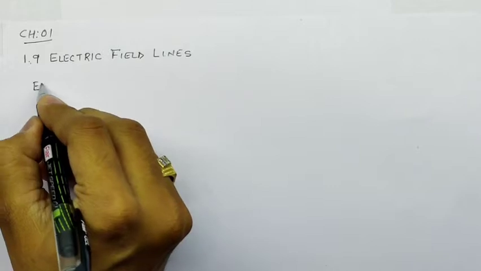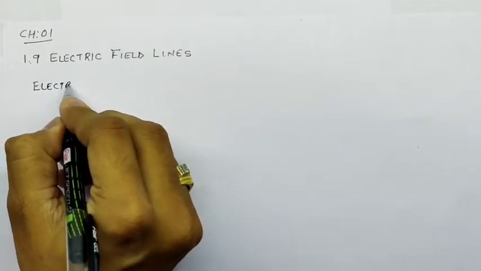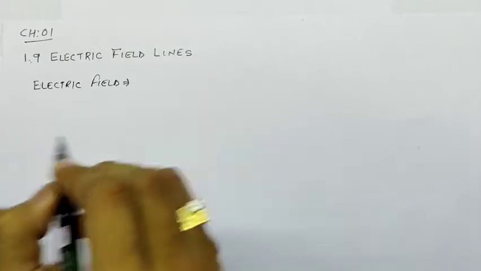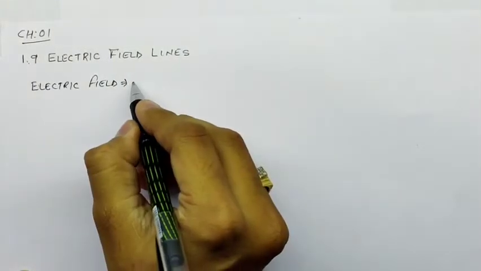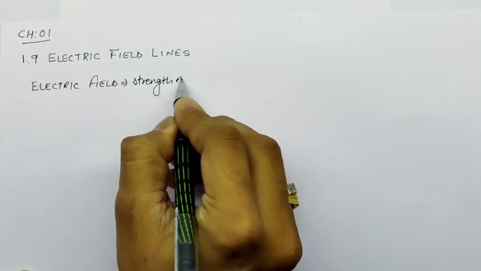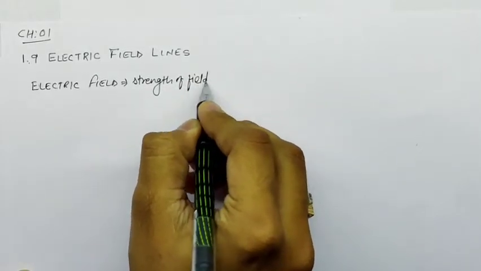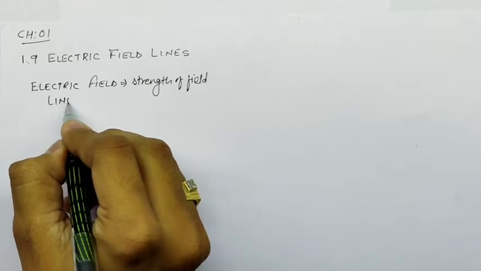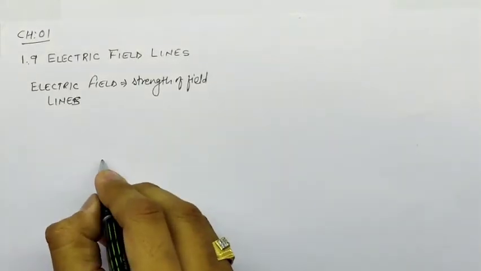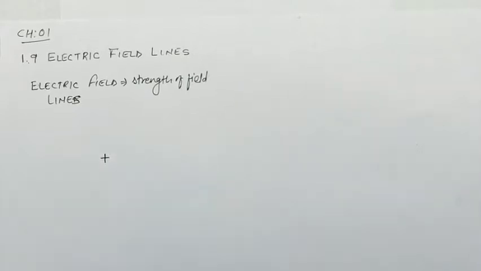Electric field lines explain the strength of the field. Let's take one example. Suppose this is a positive charge.